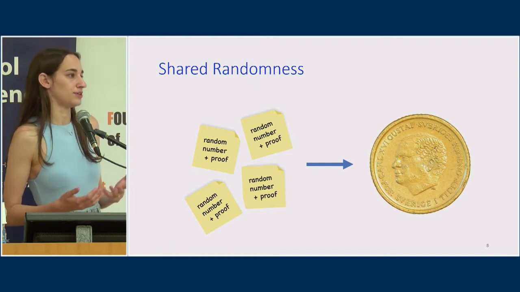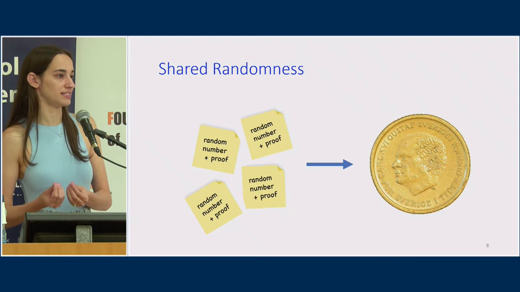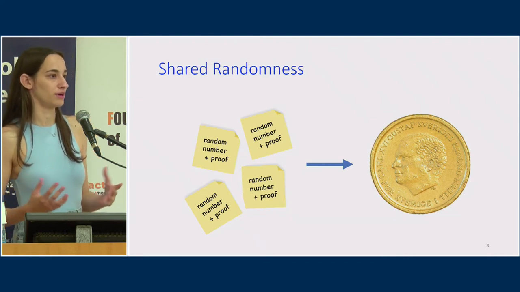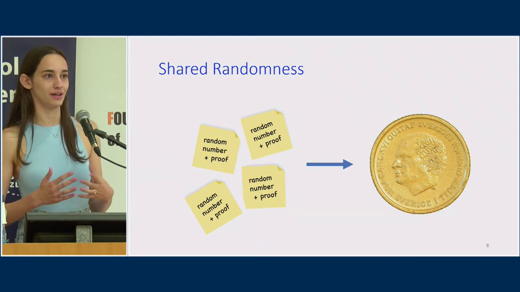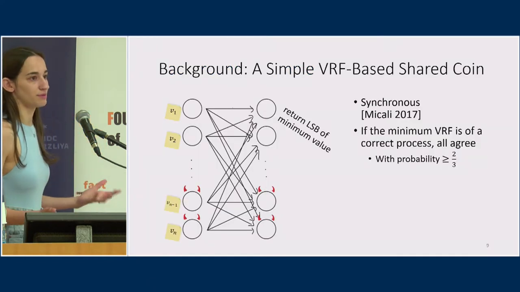And effectively, what we're trying to do, we have this local sense of randomness from the VRF, as I said, and we want to make it common. We want all processes to agree on a random value. So just a bit of background.